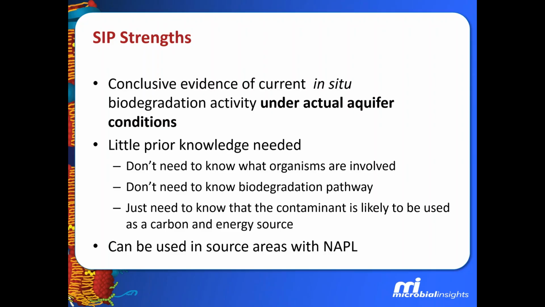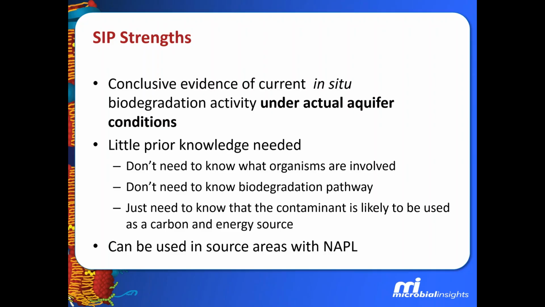You do need to know, though, that the contaminant is likely to be used as a carbon and energy source. Only if it's used as a carbon and energy source will carbon from the tracer be incorporated into biomass or oxidized to DIC and then show up in the analysis.